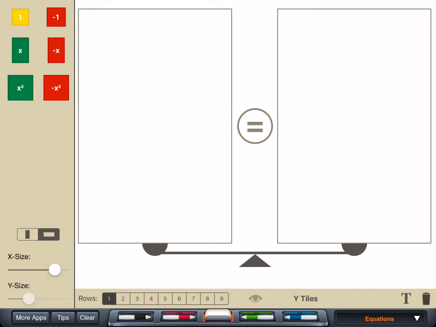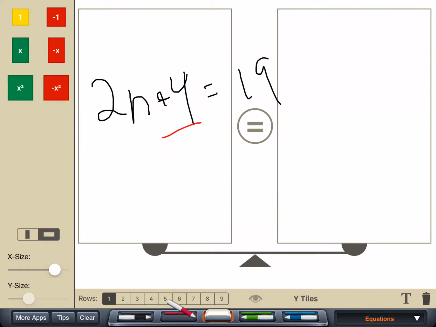same number. So for example, if you have something like 2n plus 4 equals 19, to neutralize the 4, you are going to subtract 4. Okay? So same number, opposite operation. And what you do to the left, you're going to do to the right. We've got some very general rules about this.